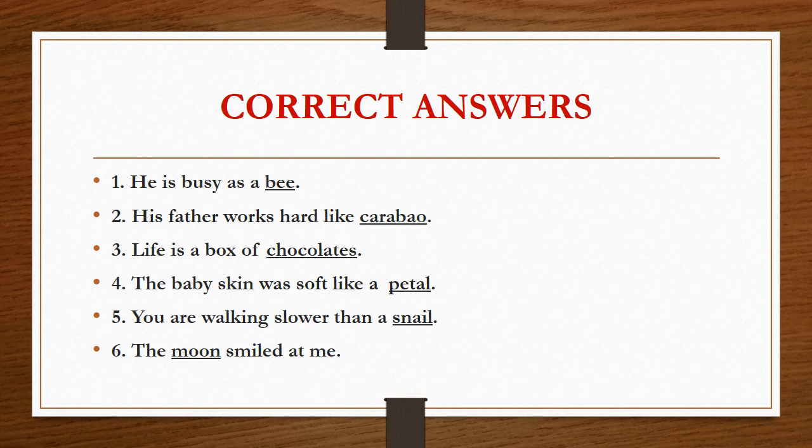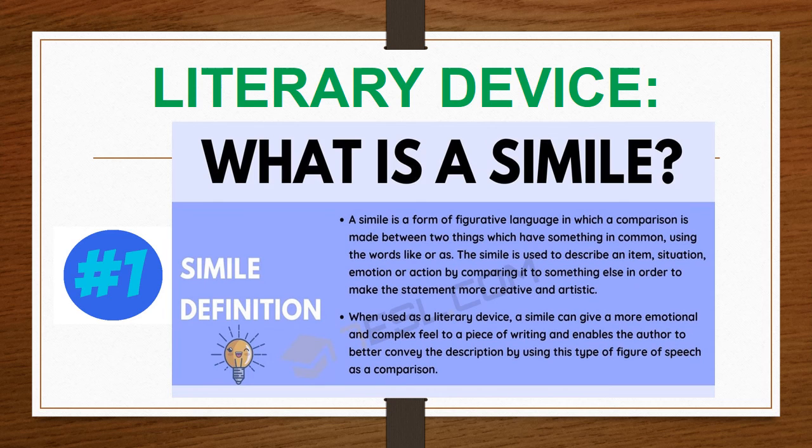Well, congratulations. Now, let us start getting to know these literary devices by defining the first common literary device known as simile. What is a simile? It is a form of figurative language in which a comparison is made between two things which have something in common using the words like or as.